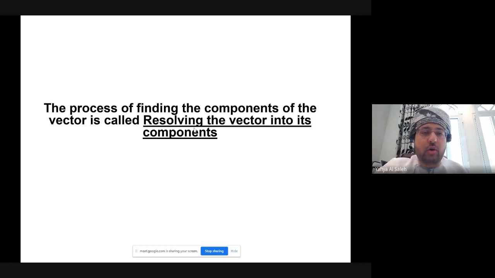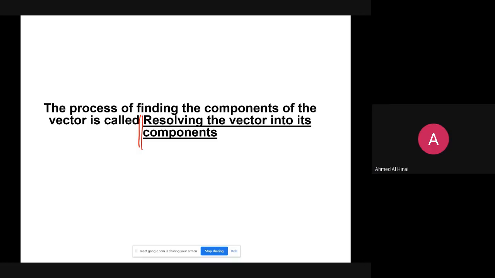Okay, first of all, what is the process of finding the components of the vector called? We call it resolving the vector into its components. And this is underlined because I will be using the sentence over and over again, a million times during this course. Not only in this chapter, but pretty much every single chapter from now on, we will be using the term resolve into components.